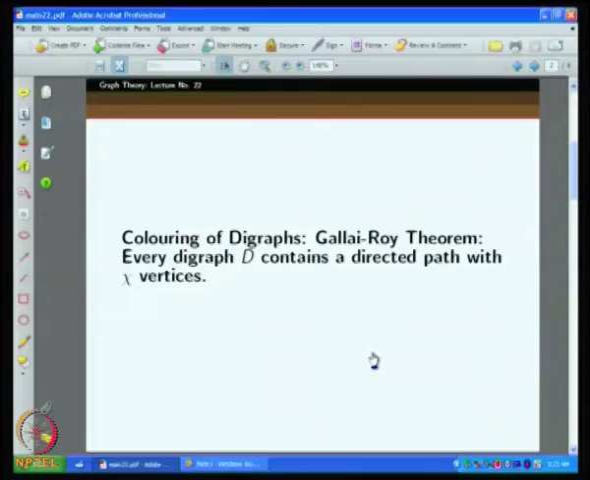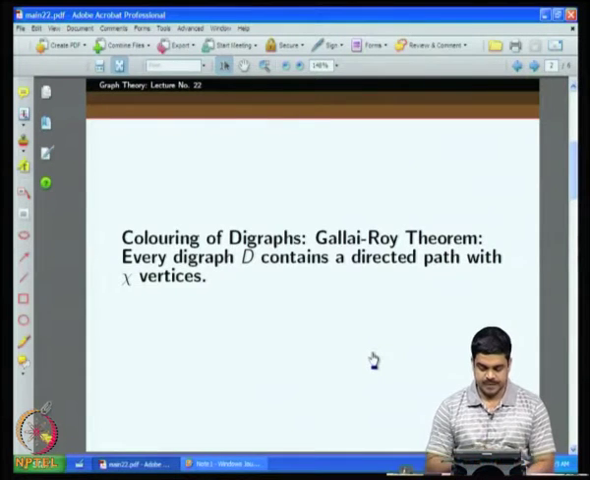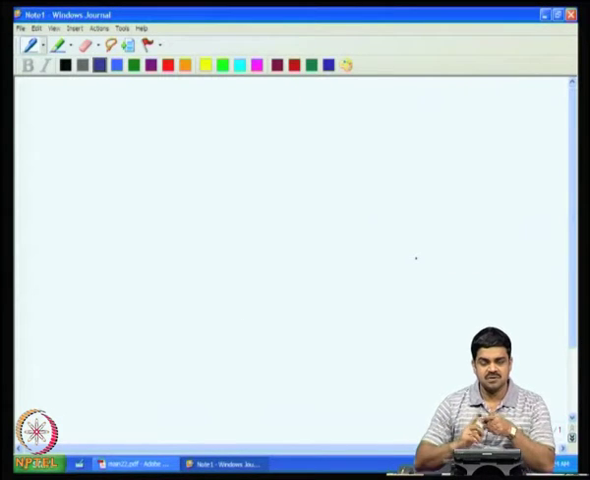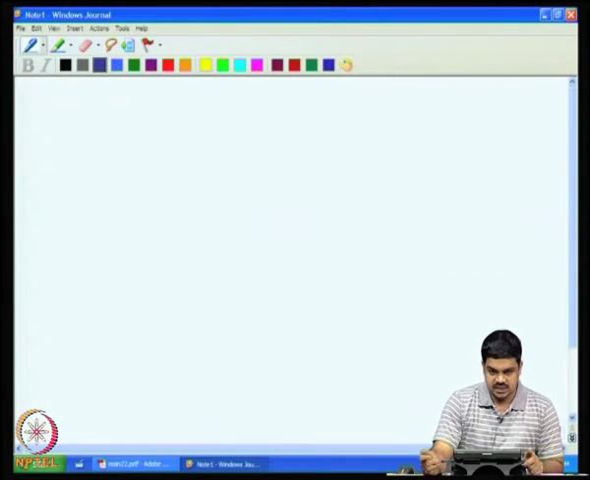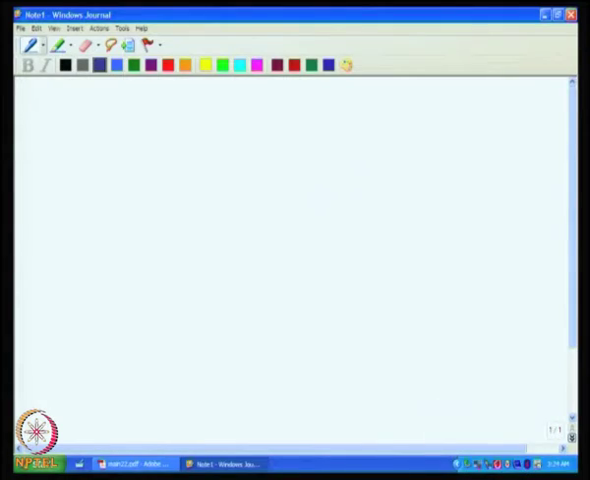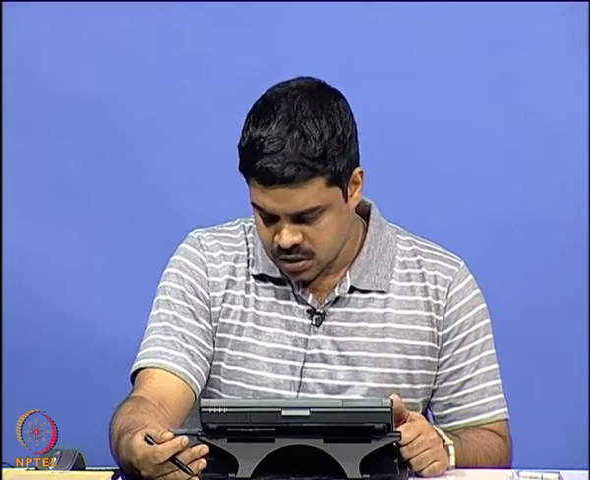We were talking about a theorem called the Gallai-Roy theorem, which says every digraph D contains a directed path with chi vertices, chi being the chromatic number. See, the chromatic number of a directed graph is not different from the chromatic number of the underlying undirected graph. It is just that whenever we give colors to the vertices, we have to make sure that two adjacent vertices get different colors. Here it is a directed edge rather than an undirected edge, that is all.